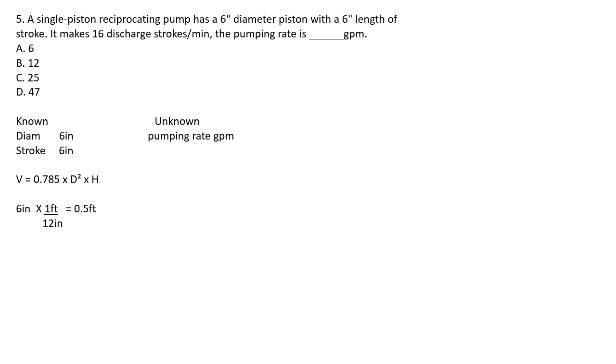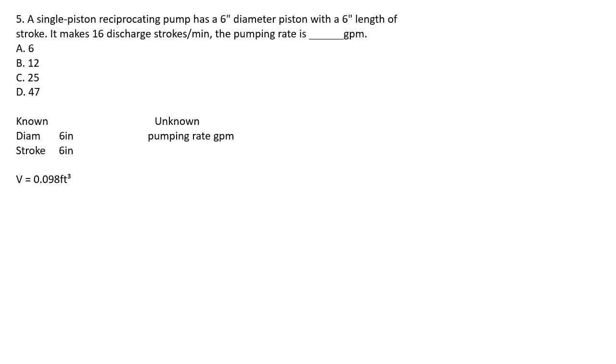So we're going to plug that into our formula. You have 0.785 times 0.5 feet squared times 0.5 feet. So do your math, and you come up with an answer of 0.098 cubic feet.